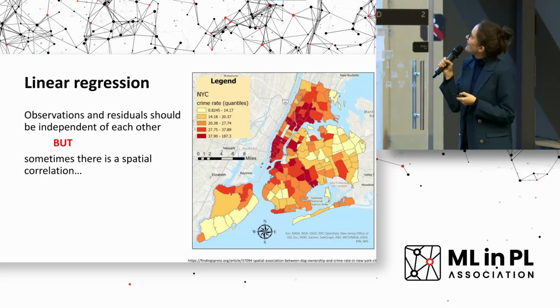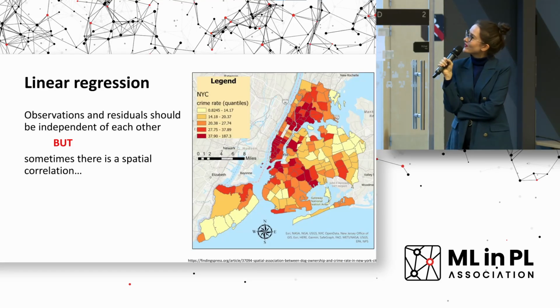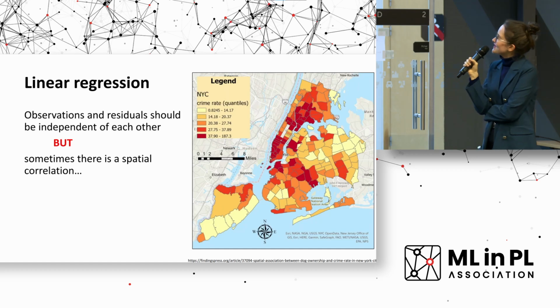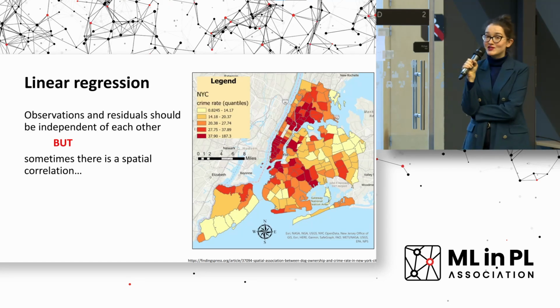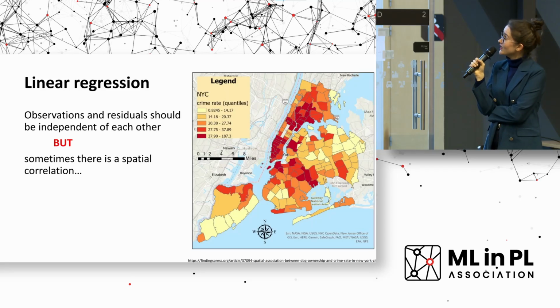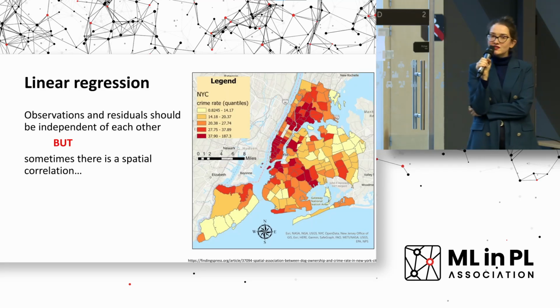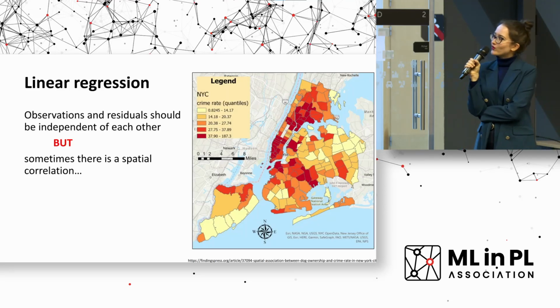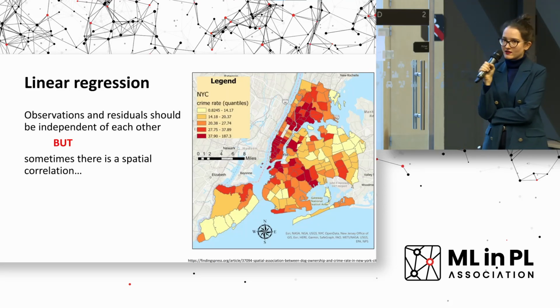But before I move into it, let me give some preliminaries. Okay, so let's start with something basic, which is linear regression. I guess most of you know what it means and why we use it, but maybe you don't remember exactly what assumptions are behind it. So one of the assumptions is that observations and residuals should be independent of each other. So now let's focus on when this can actually be violated.